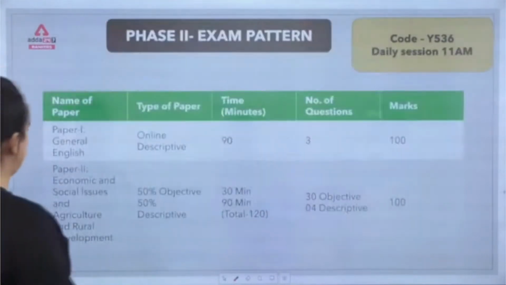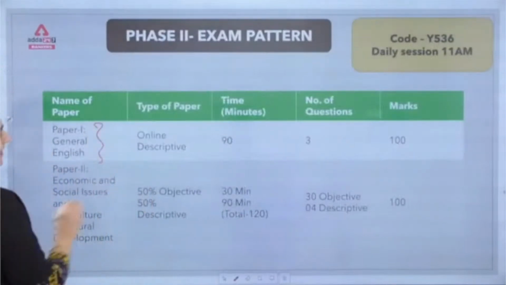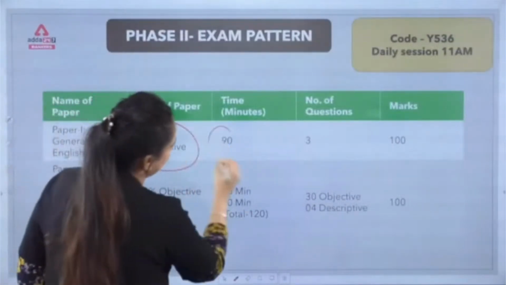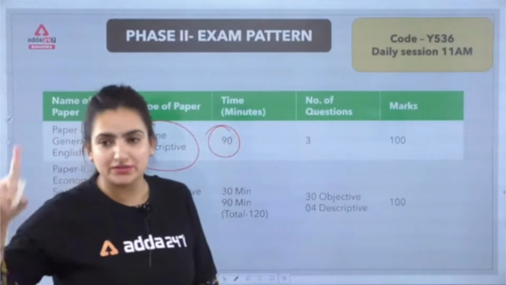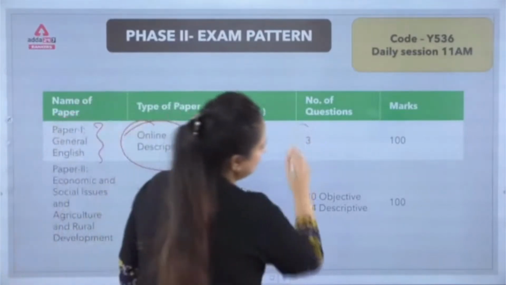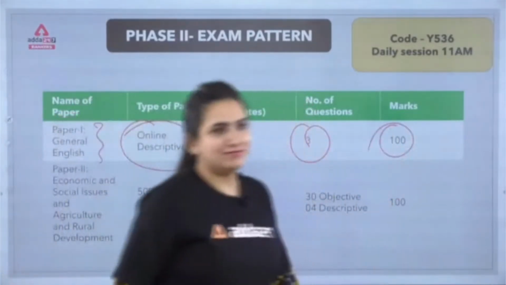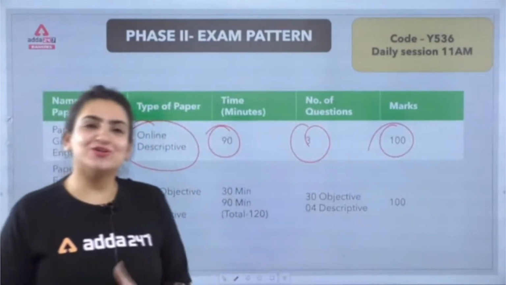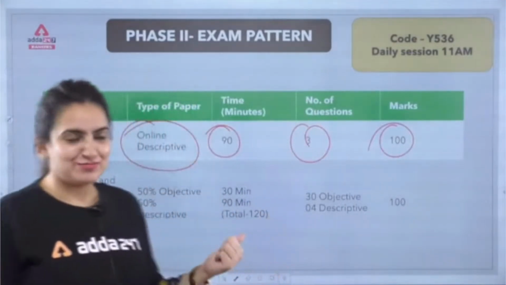If we come on to phase 2, my dear, and we talk about general English, this is a descriptive paper of 90 minutes, that is 1 hour 30 minutes, plus there will be 3 questions comprising 100 marks here. So herein we'll be discussing what all things will be there in the descriptive.